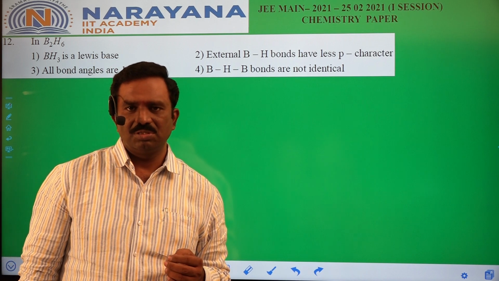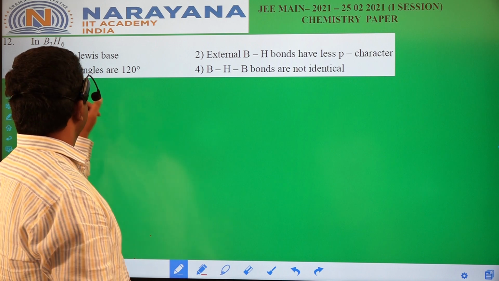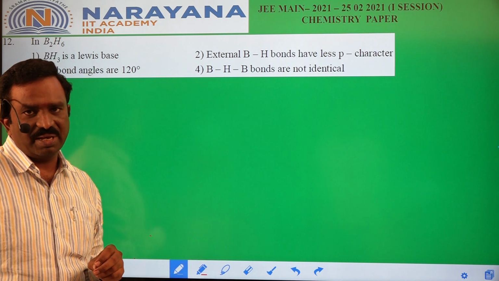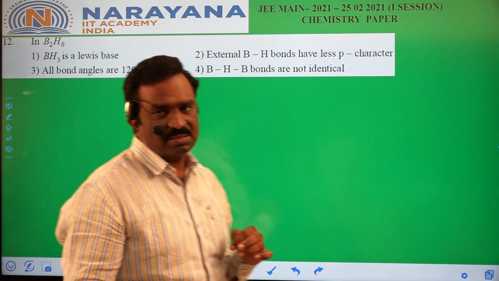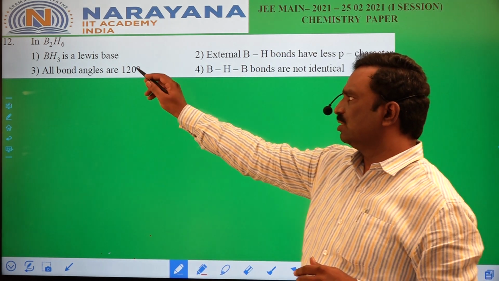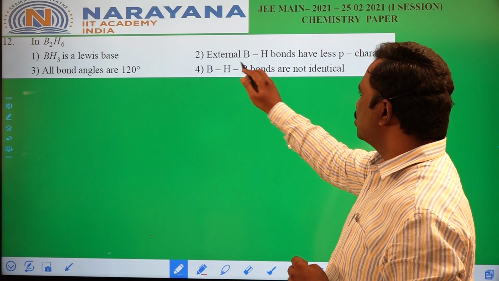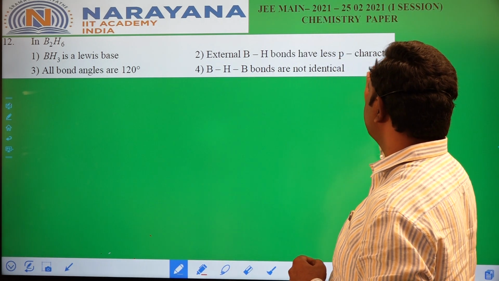See the question, 12th question. In B2H6, BH3 is a Lewis base. Lewis base means it must have the lone pair, but BH3 is electron deficient, so it has Lewis acid property. External BH bonds have less p character.